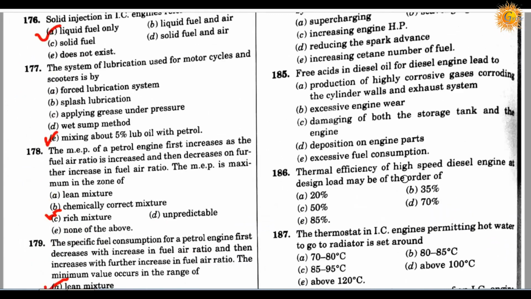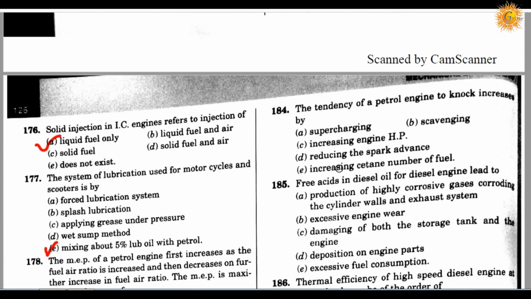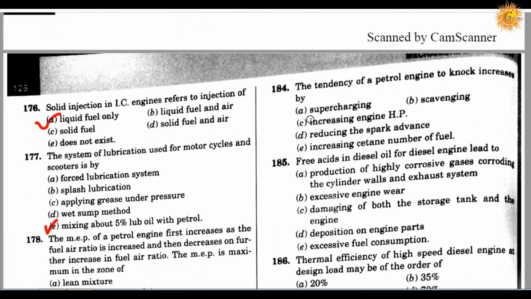Question number 184. The tendency of a petrol engine to knock increases by: option A, supercharging; option B, scavenging; option C, increased engine horsepower; option D, reduced spark advance; option E, increasing cetane number of fuel. So the correct answer is A, supercharging.